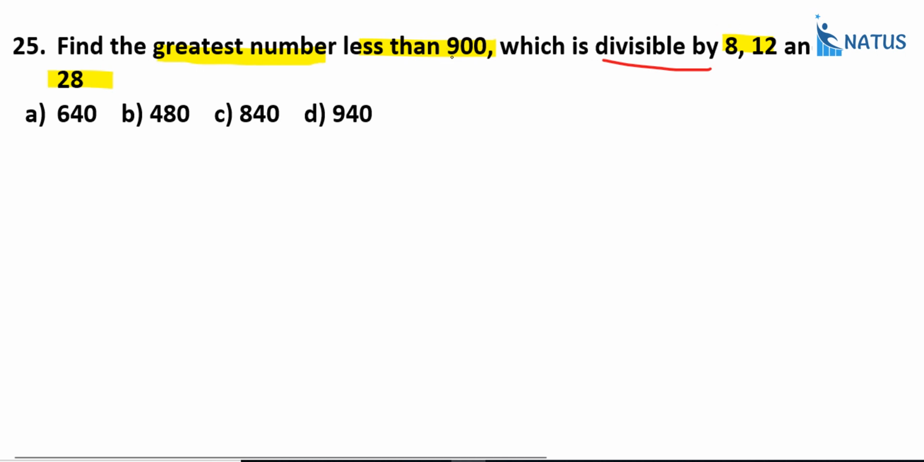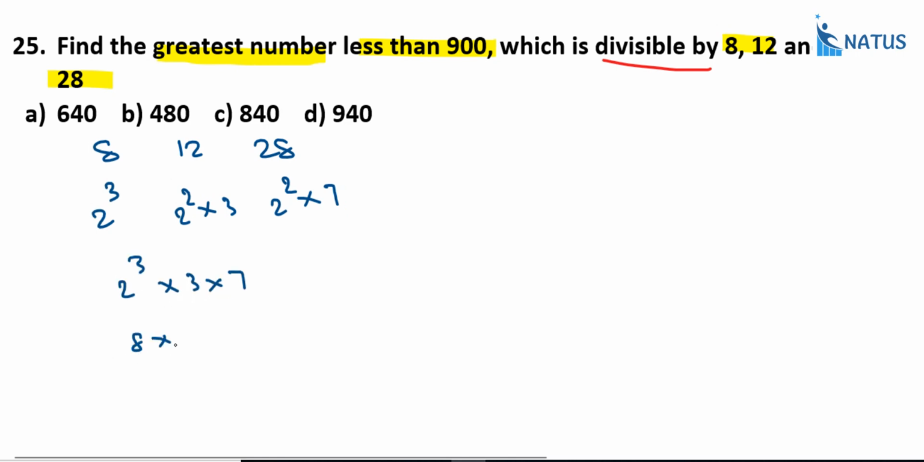Now what we require is the greatest number less than 900 divisible by 8, 12, and 28. That number must be exactly divisible by these numbers, which means it must be a common multiple of these three numbers. First, find the least common multiple. These are 2 cube, 2 square into 3, and 2 square into 7. The LCM is 2 cube into 3 into 7, that is 8 into 3 into 7, which is 56 into 3, equal to 168.